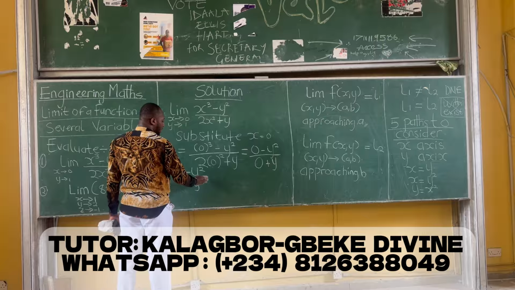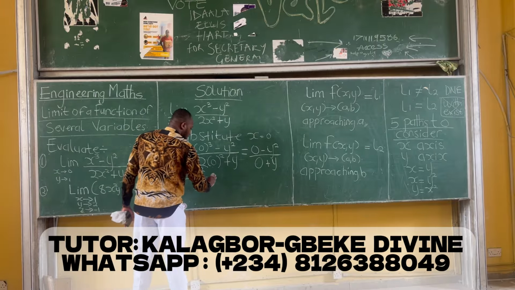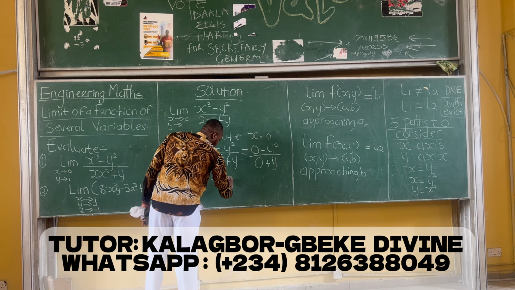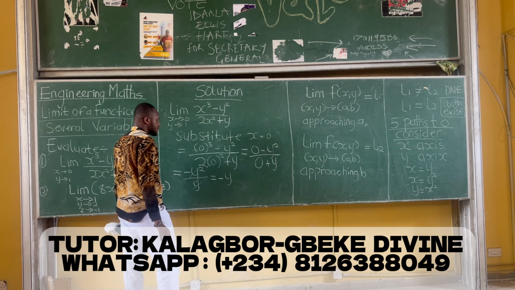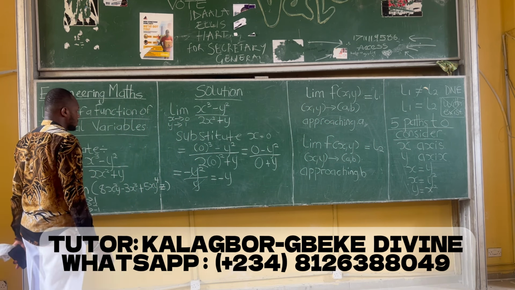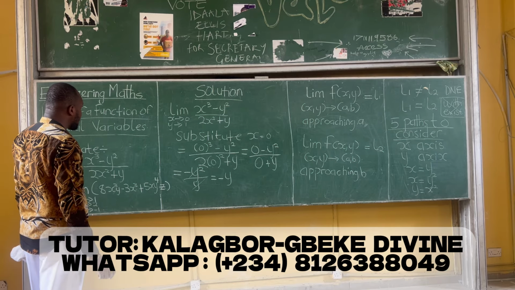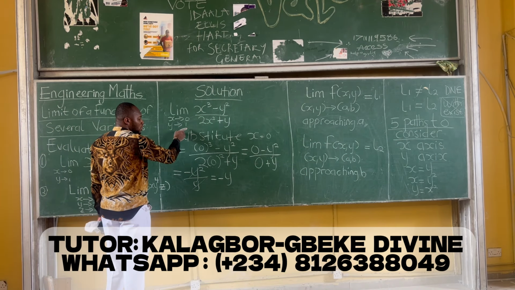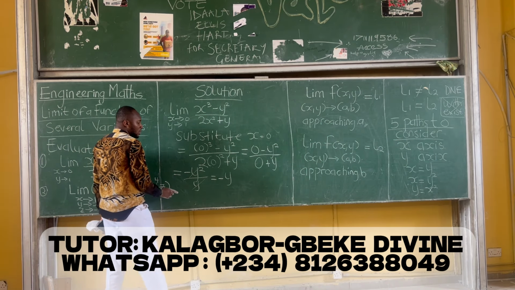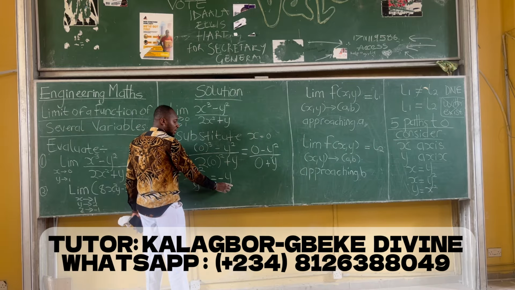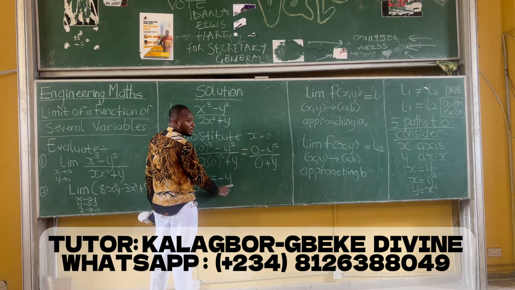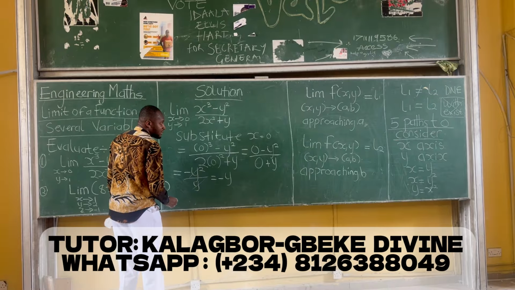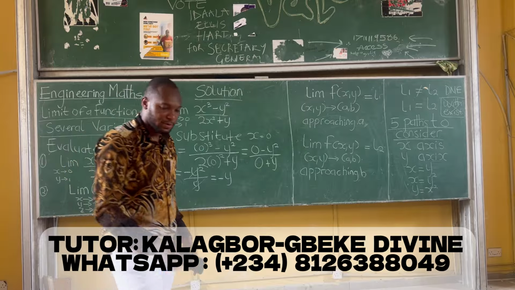And if we cancel out y here and y here, we'll be left with minus y. So now, y is approaching 1. So now we'll substitute the value of y into minus y to get our limit, right?